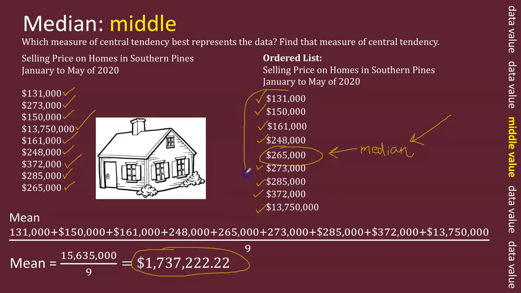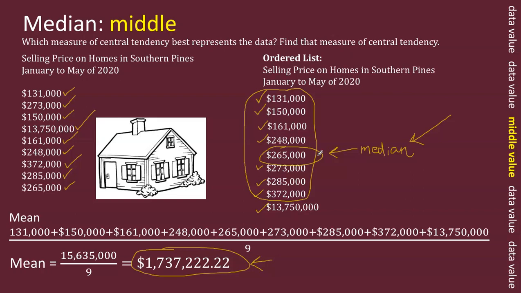Think about it. 1,737,000 is more than almost all of the home prices listed. So to call that a measure of center, that's confusing. I mean, if you weren't someone who was from around this area, you would say, oh my goodness, the mean price of a house is almost $2 million? That's insane. So I think this is a better description of the measure of center.